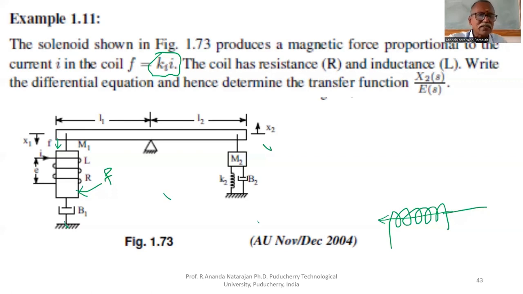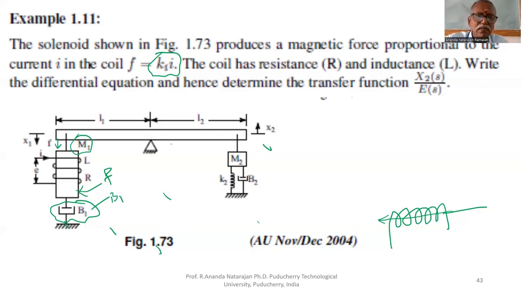In addition, it has some mechanical properties also. This coil has a mass M1. The coil has another property because the other end of the coil is attached to a fixed surface through a dashpot constant B1. These are the two properties.